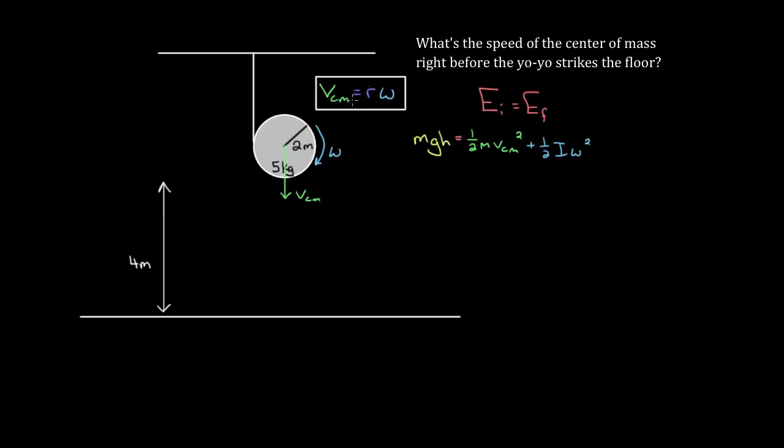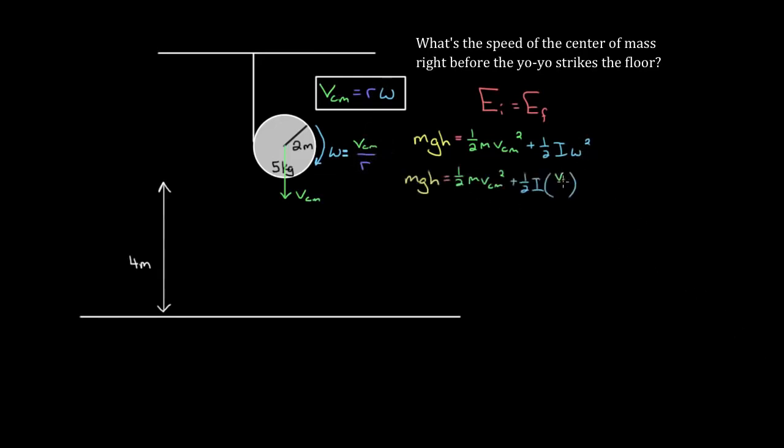So I'm just going to say that omega, you could flip this equation around and just say that omega equals the speed of the center of mass divided by the radius. So I'm going to use it that way. I'm going to plug in, I just solved this for omega. I'm going to plug that in for omega over here. Let's just see what happens.